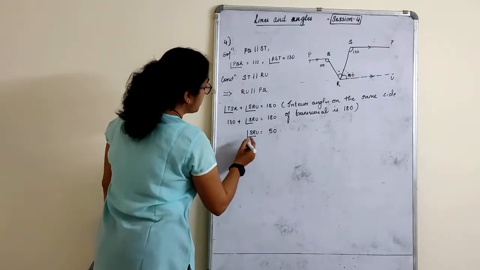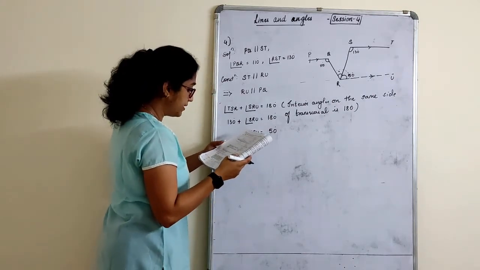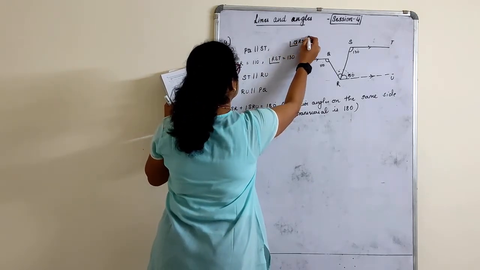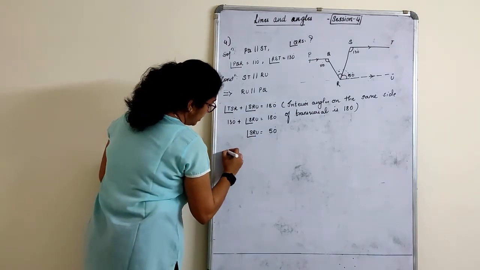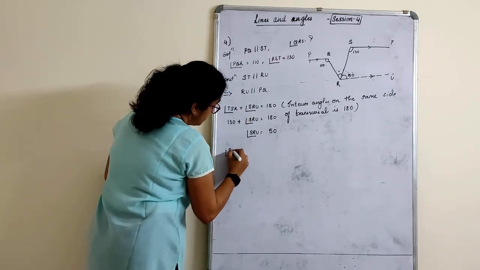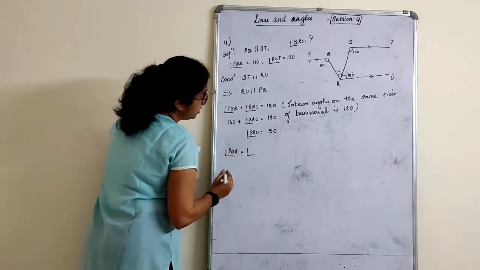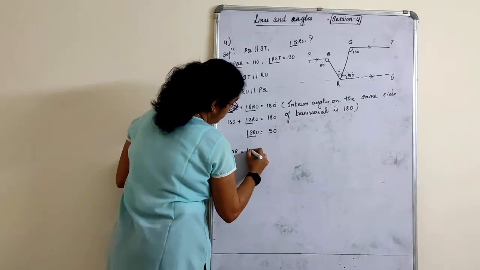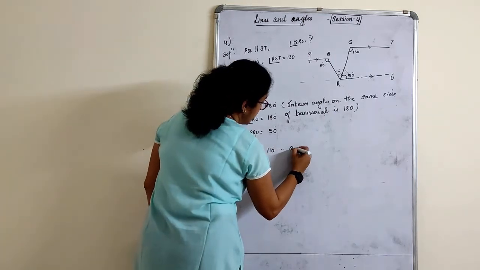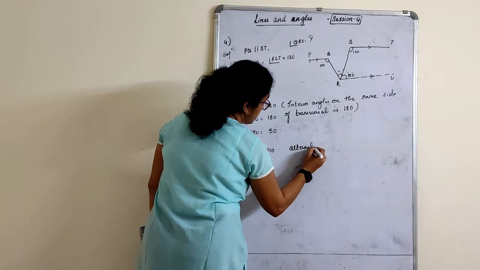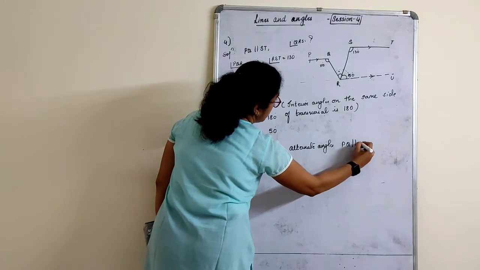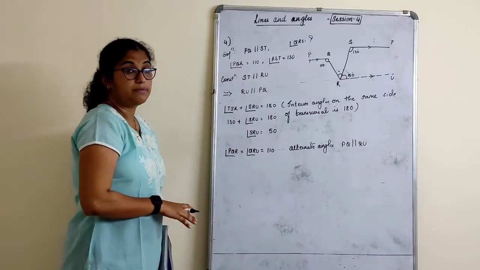Okay. Next. Keep this as it is. They have not asked this. What have they asked us to find? Find angle QRS is equal to question mark. Now I will write here angle PQR is equal to angle QRU, that is equal to 110. Alternate angles. Reason: PQ parallel to RU. Okay, keep this as it is.